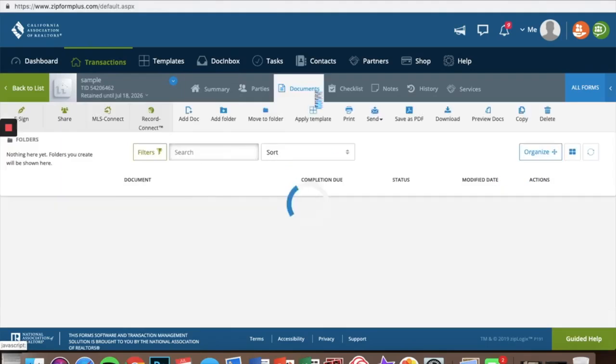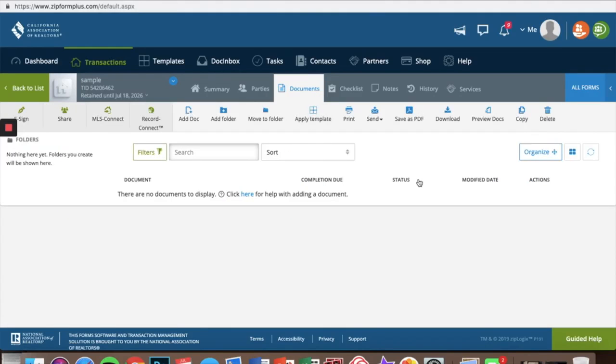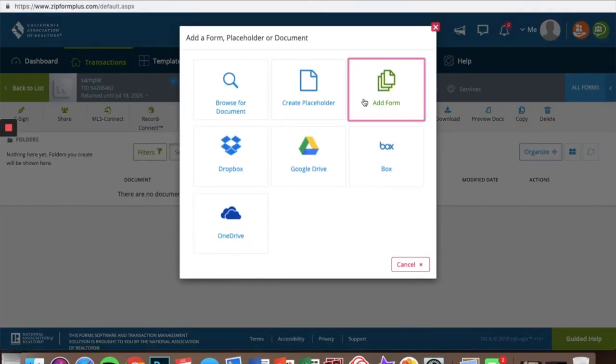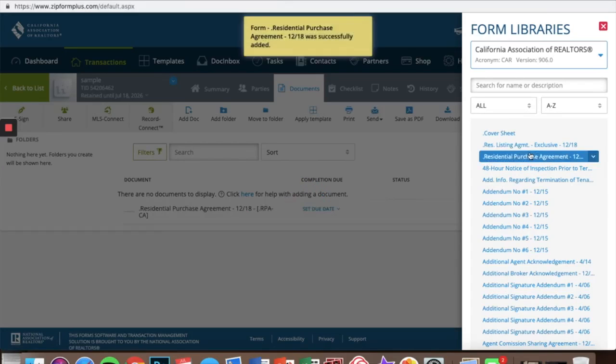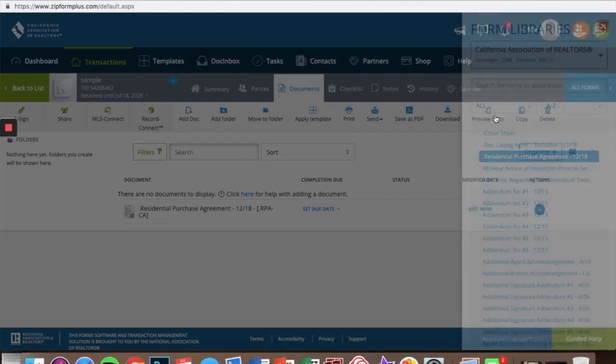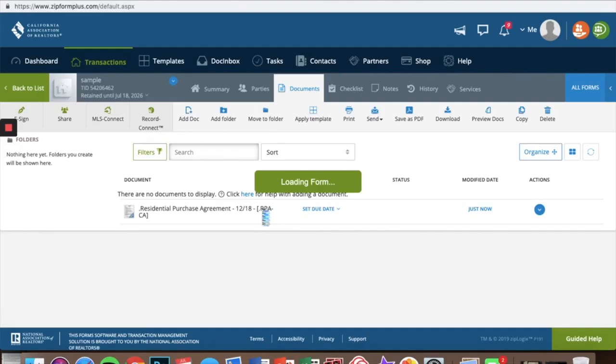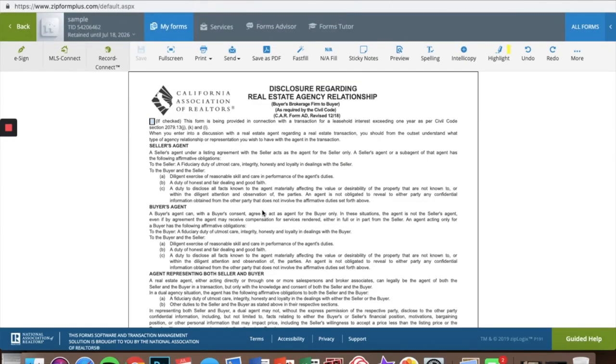Next, you would go to documents. And now we're actually going to find the offer documents that we need in order to start filling them out. So we're going to go to Add Doc, Add Form, and then we can either look down this row and find residential purchase agreement, or if it wasn't right there for you, you could type up in this search for name or description and type residential purchase agreement, and it would pop up, and we'll select that. Once we've found it, we'll exit out of this. And then this is going to pop up the compilation of forms that we were just reviewing.